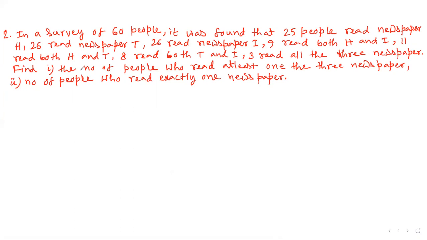Then find the number of people who read at least one of the 3 newspapers. Second part, the number of people who read exactly one newspaper. So here, if you see the question, then easily you can say that we have to consider 3 types of sets, because 3 types of newspapers are there.